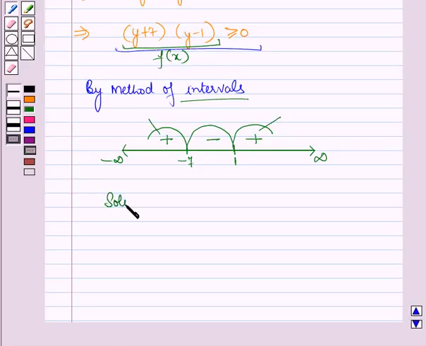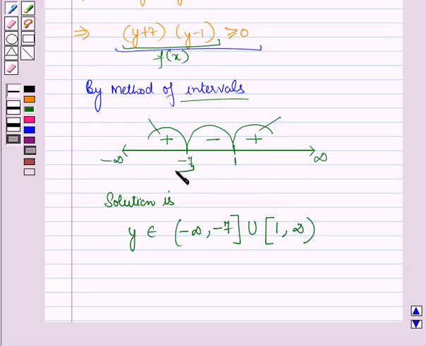Therefore, the solution of the given inequality is y belongs to the semi-open interval (-∞, -7) union the semi-closed interval [1, ∞). That is, within this range, f(x) will be greater than or equal to 0.